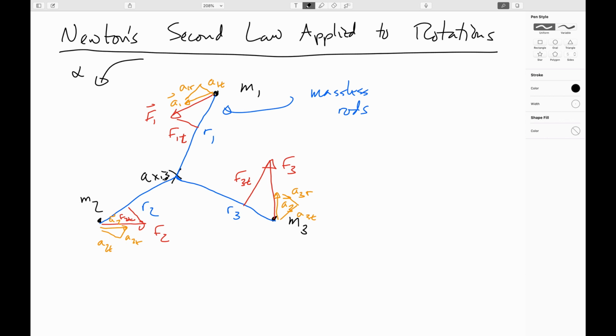So I know this thing that I've drawn here looks a little nasty, and I'll try to step you through it piece by piece. Just as a working example, I'm imagining I have three point masses that have been tied together by massless rods. And each of these masses is feeling a force being applied to it. I've drawn the forces in red, and I've also noted the tangential components of those forces. So to make this a little clearer, let's look at particle 1.